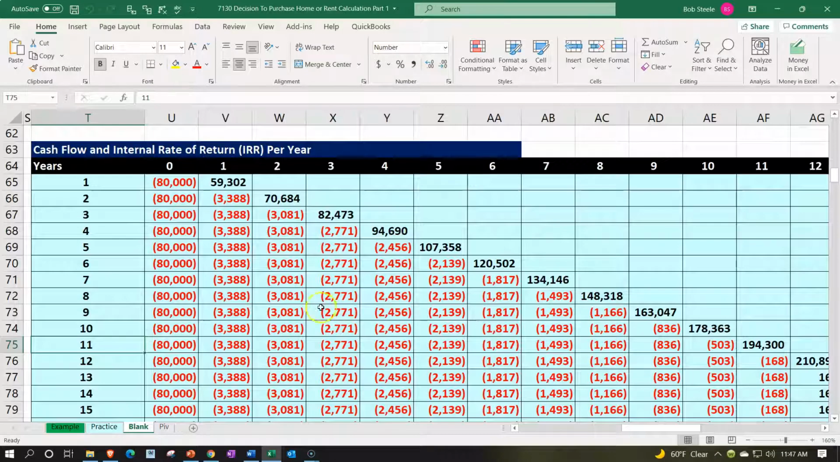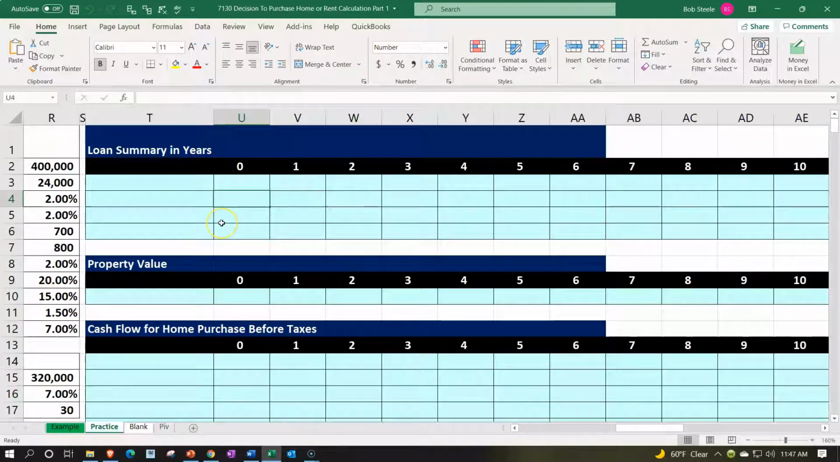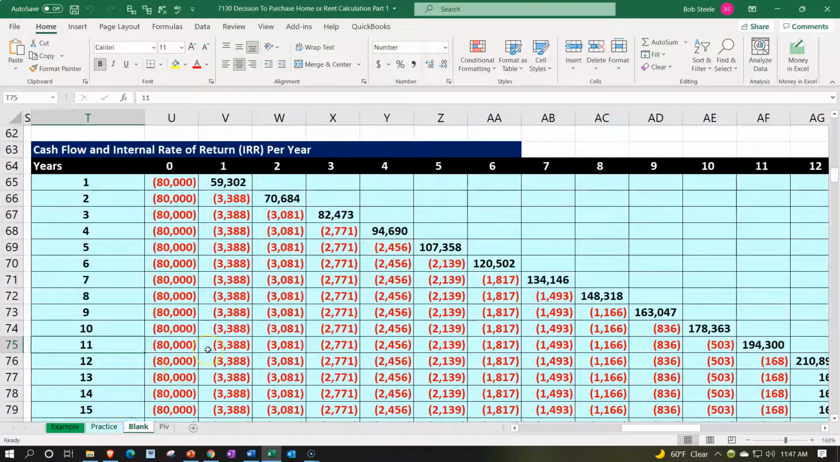If you have access to the Excel worksheet and would like to follow along, note there are 4 tabs down below: example, practice, blank, and the pivot table tab. Let's take a look at them now, starting with the example tab, in essence being the answer key. So you can always go back to the example tab to take a look at the formatting as you work through the practice problem. The second tab, the practice tab, will have the pre-formatted worksheets that you can use to work through the practice problem with a little less formatting involved.